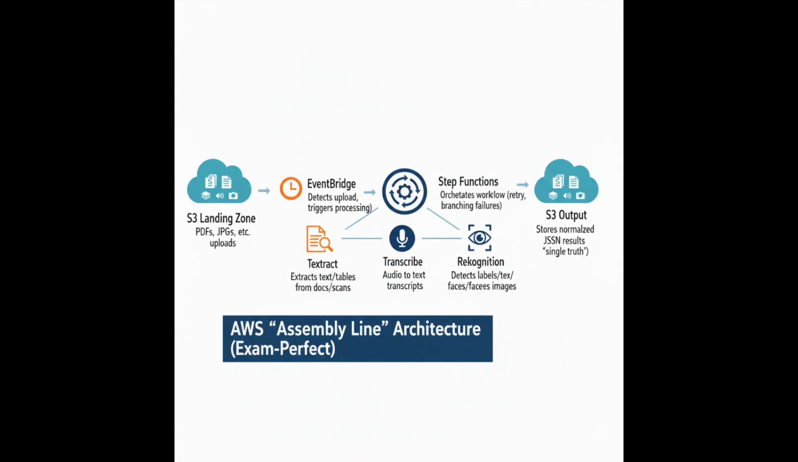What each piece does. S3: the landing zone for uploads, PDFs, JPGs, MP3s, etc. EventBridge detects the upload event and triggers processing. Step Functions orchestrates the multi-step workflow, with retries and branching on failures. Textract extracts text plus tables and forms from document scans. Transcribe turns audio into text transcripts. Rekognition detects labels, text, faces, and moderation in images depending on use. S3 output stores normalized JSON results per file, your single truth format.